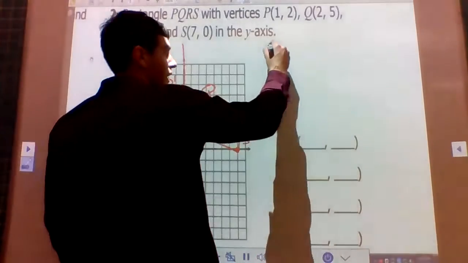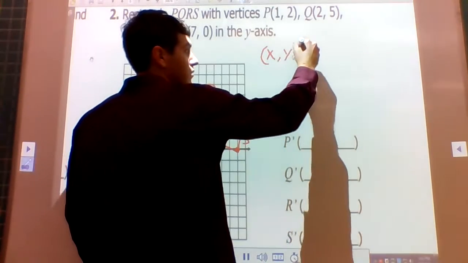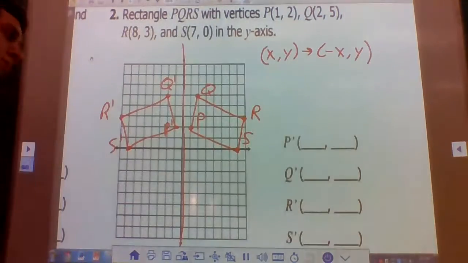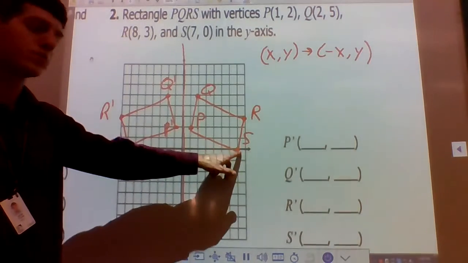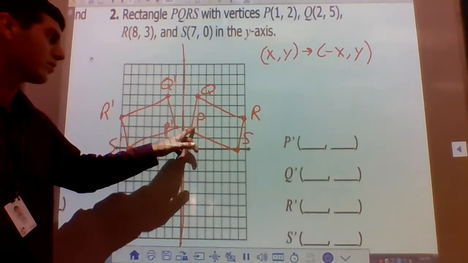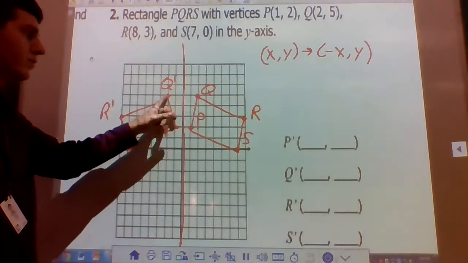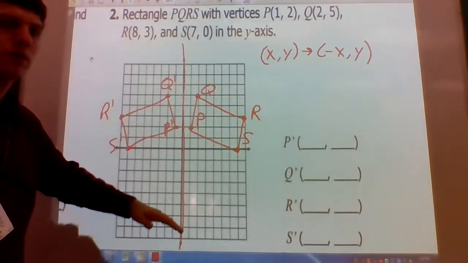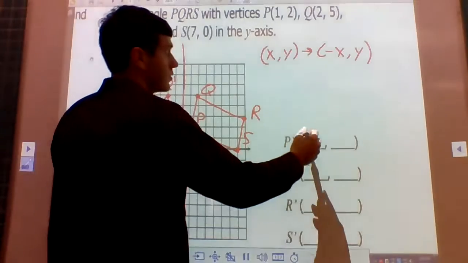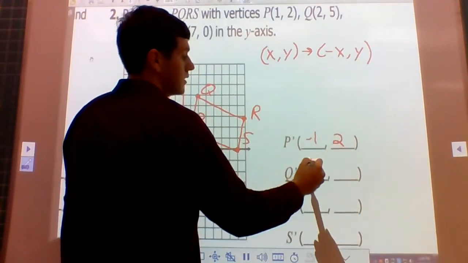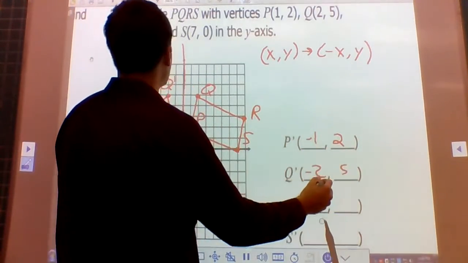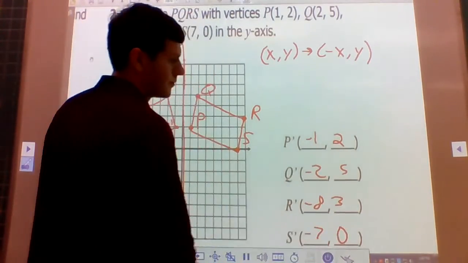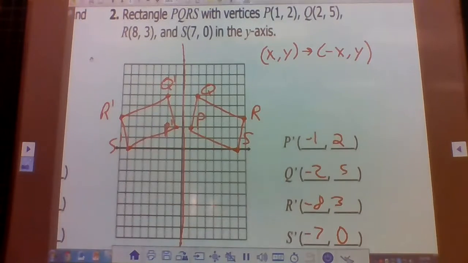So the rule says that (x, y) is going to go to (-x, y), right? Because we're reflecting over the y-axis. What's changing here are the x values. This was a +7, it became a -7. This is a +1, became a -1. +2 became a -2. So the y's are all staying the same. They're at the same vertical level, but we're changing the x's. So this is going to become -1, 2, -2, 5, -8, 3, and -7, 0. So that's reflection over the y-axis.